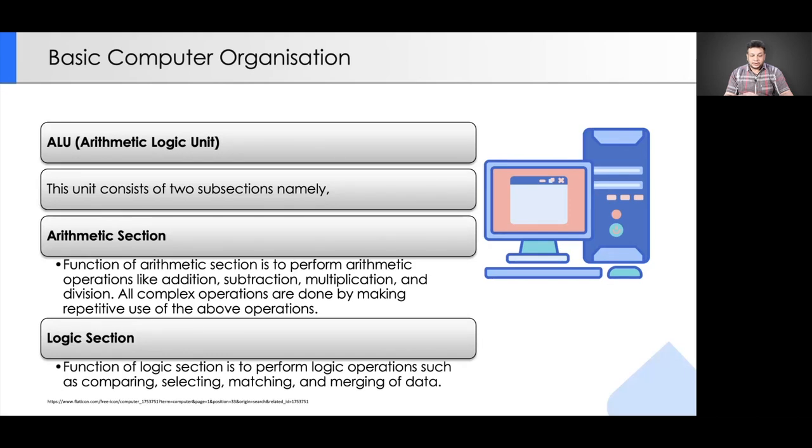Then it also has a logic section. The function of this section is to perform logical operations such as comparing, selecting, matching and merging of data. So the ALU consists of two sections: one is the arithmetic section for arithmetic operations, and the second is the logic section, which is required for logical operations.